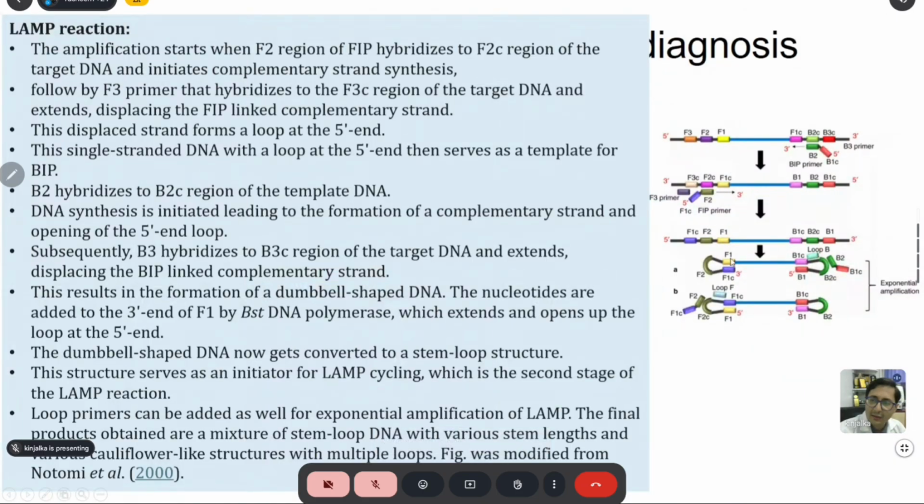Basically, this loop, it is the same thing. The amplification starts with the F2 region. It hybridizes with the F2C region of the target DNA, followed by the F3 primer. So all these things, there are different primers, different sections forming a loop. And once this F2 is binding here, it is forming another loop like this. So it's going like an S, a serpentine form is taken, and it keeps on increasing, right?